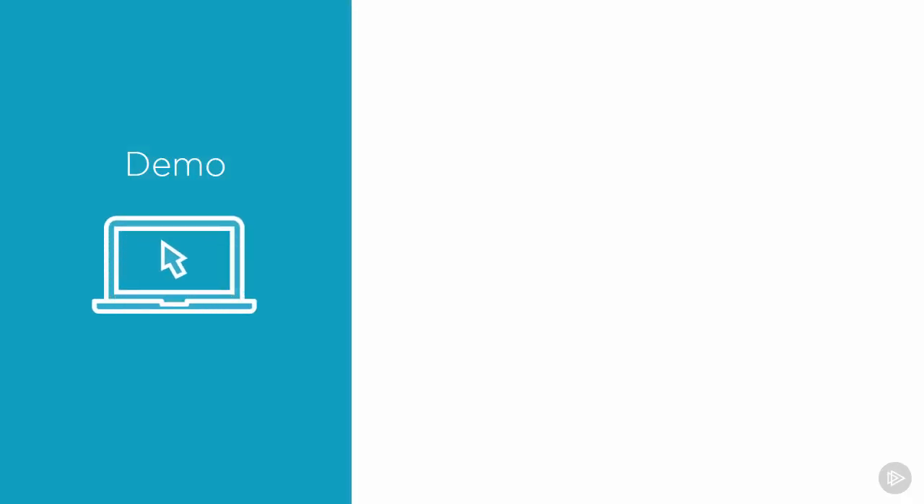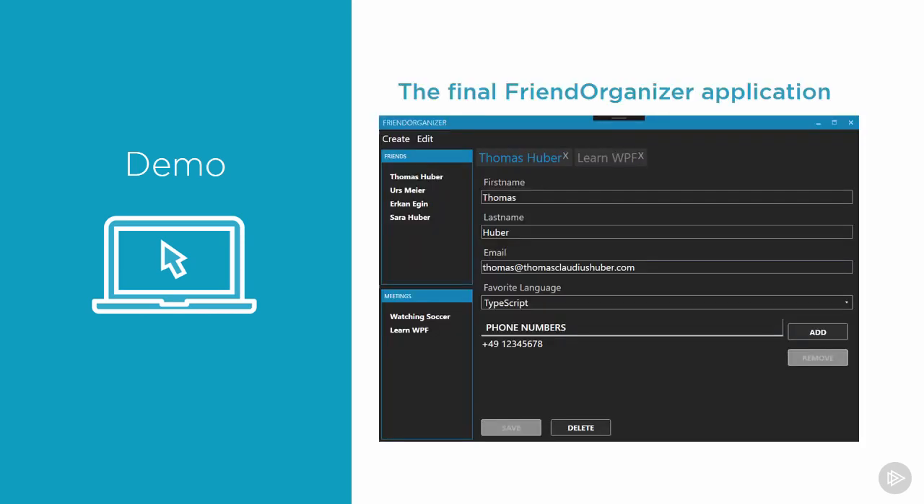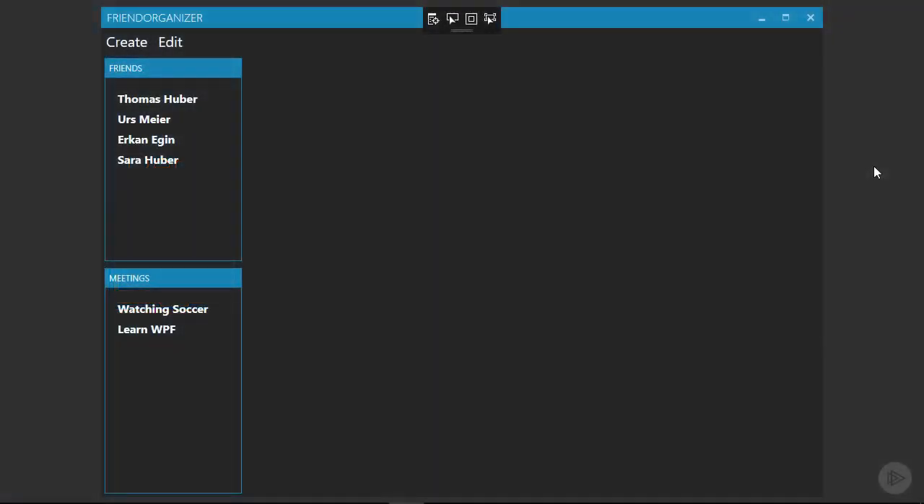Now we are done with the Friend Organizer application in this course. Before we wrap up what you have learned in this course, let's take a look at the final Friend Organizer application. Here I've opened the final Friend Organizer application. But to enjoy the design that we have built, let's get rid of the UI debugging tools.